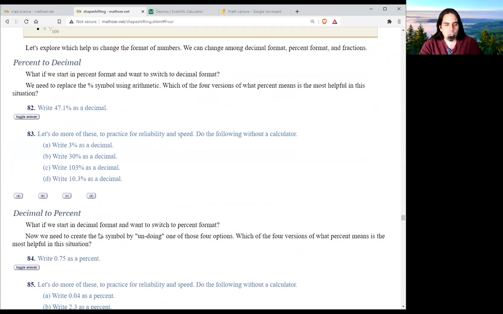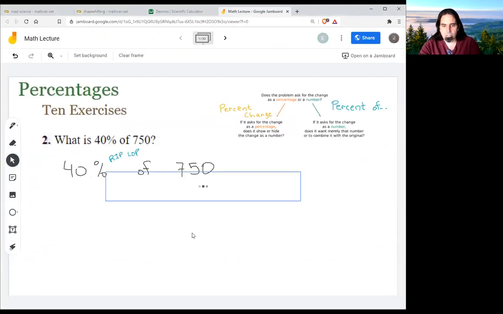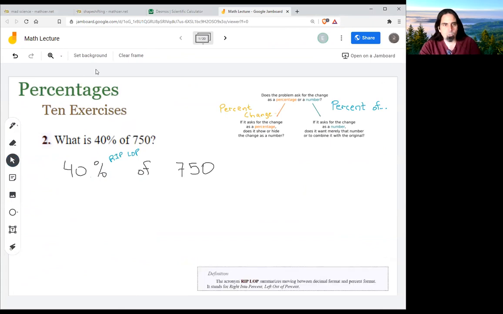Then we talked about decimal scoots is the lazy way to do it. And we got rip walk here, right into percent, left out of percent. So I'm going to stick that down at the bottom, even though that's old, just because we have 2 new people. It's always 2 scoops, because percent is always out of 100. And 100 has 2 zeros, which means 2 decimal point scoops. Okay, that was way too fast if you hadn't seen it before, but Kari and Tiana can holler if I'm going too fast, and I will repeat things more.